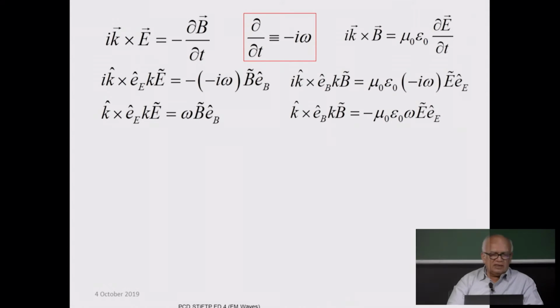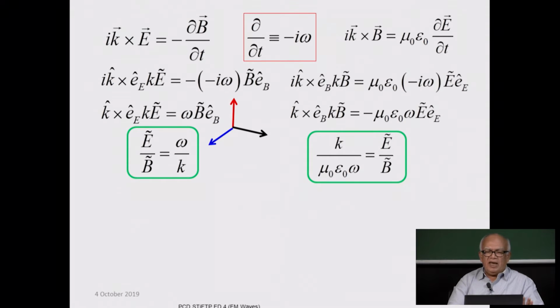So let us get some more physics out of this. This time we will use the equivalence of the del by del t operator with minus i omega, and we use it on these two equations, k cross E and k cross B. From these two symmetric relations, from the left you get the ratio E tilde by B tilde, and from the right you get the same ratio E tilde by B tilde, but the other sides of the equation are different. You have omega over k on the left and k over mu 0 epsilon 0 omega on the right. So these two must be equal.